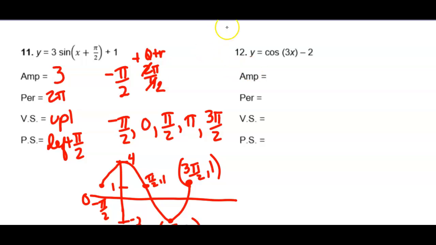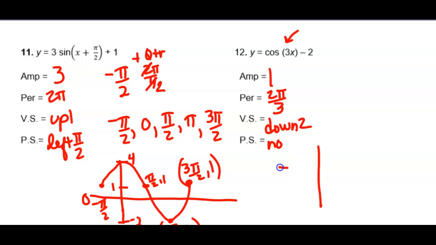At pi, it's down at negative 2. All right, one without a phase shift. So much nicer without a phase shift, but this is going to have a period change that's kind of ugly. So the amplitude is 1, but the period is 2 pi over 3. The vertical shift is down 2, and it has no phase shift.